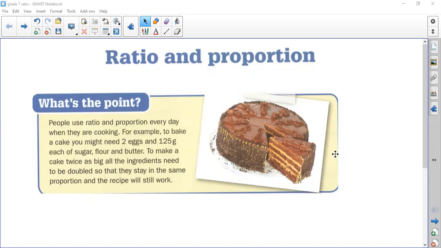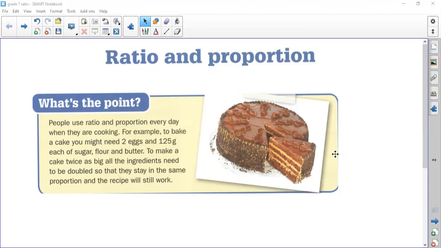People use ratio and proportion every day when they are cooking. For example, to bake a cake, you might need 2 eggs and 125 grams each of sugar, flour, and butter. To make a cake twice as big, all the ingredients need to be doubled so that they stay in the same proportion and the recipe will still work.